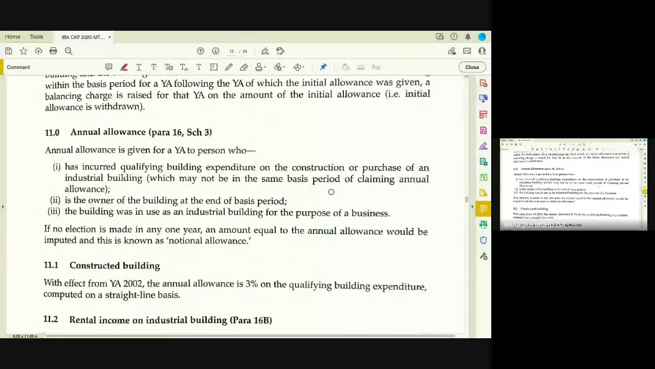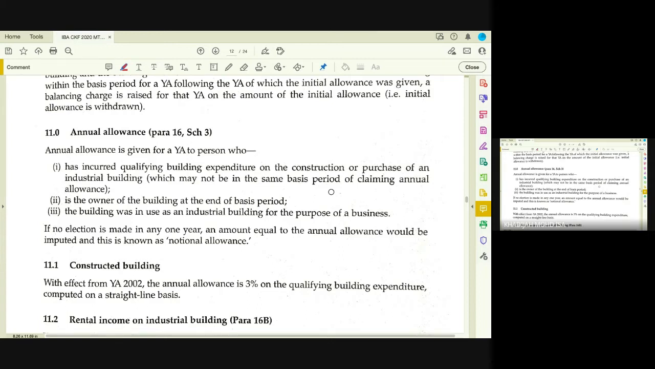Annual allowance, all right, you incur, similarly, you can claim capex. Whenever you incur capex, then you can claim in annual allowance, and you are the owner of the building at the end of the basis period. So that's why, if you have any disposal at the end, you cannot claim annual allowance in that basis period.